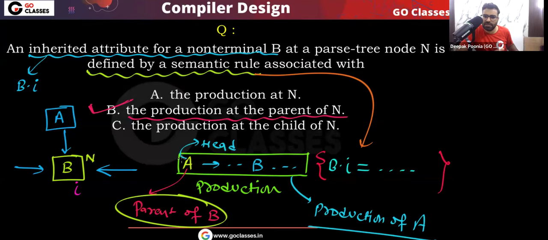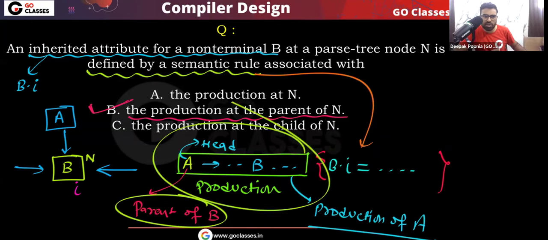The answer is option B. Did you understand this explanation? Is it crystal clear? Very simple. Remember, the question is saying that the inherited attribute of non-terminal B is defined by a semantic rule. There is a semantic rule in which we are defining the inherited attribute of non-terminal B. Then you can easily see that, if you are defining the inherited attribute of non-terminal B in this semantic rule, then definitely this B is on the RHS of the corresponding production. In the corresponding production, this B will definitely be on the RHS.